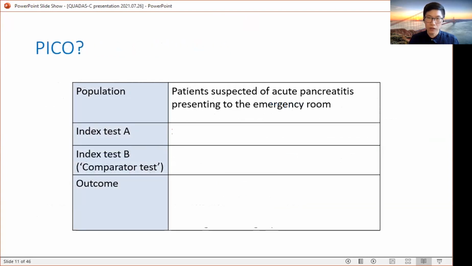So a clinical question like this can also be put into a PICO-like framework. And then we can imagine that the population here is patients who are suspected of acute pancreatitis presenting to the emergency room. And then our intervention is our first index test, which is serum amylase. Index test B is serum lipase.